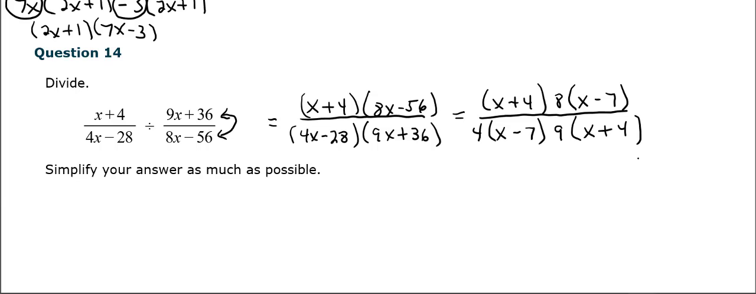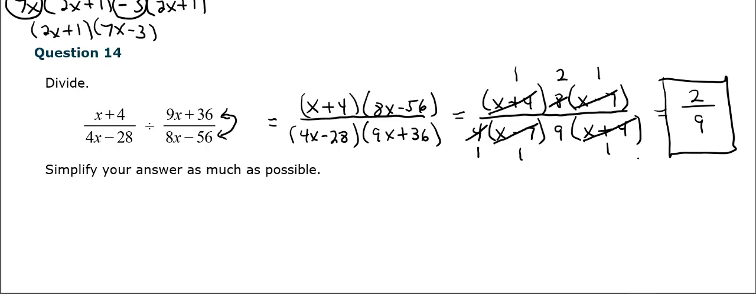So now we reduce. So both numerator and denominator have common factors of x minus 7 and x plus 4. And now I look at my coefficients, and 4 goes into 4 one time and into 8 two times, and nothing else reduces. So in my numerator I have 1 times 2 times 1, which is 2. And in my denominator I have 1 times 1 times 9 times 1, which is 9. So my answer would be 2/9.